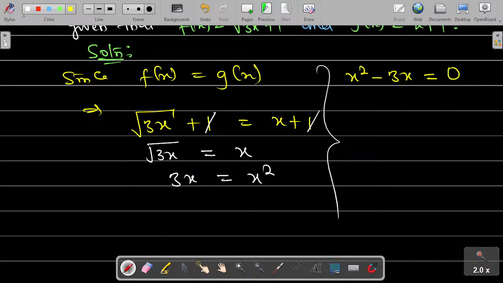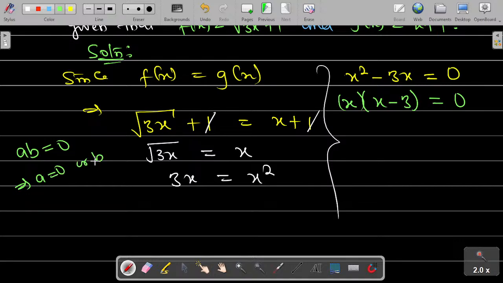Okay, and so what do we do next? We will now solve this. Bring out x. X is common in the two, so you have x into x minus 3, all equal to 0. And so you have a product. And remember, whenever AB is equal to 0, the implication is either that A is 0 or B is 0, or both are zeros.